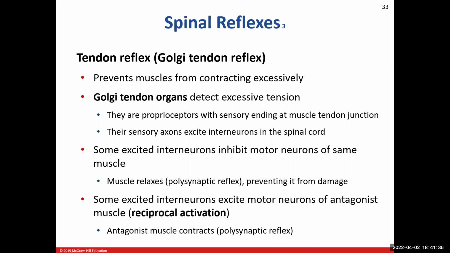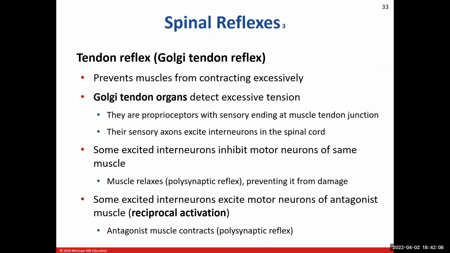So our Golgi tendon reflex has its own little receptor complex called the Golgi tendon organs. And these are the proprioceptors that are going to be located where the muscle and the tendon are joining together. Essentially where you'll see the muscle start to transition into the tendon. As you know, the tendon is the connective tissue that attaches a muscle to the bone, or a muscle to the skin, or a muscle to another muscle.